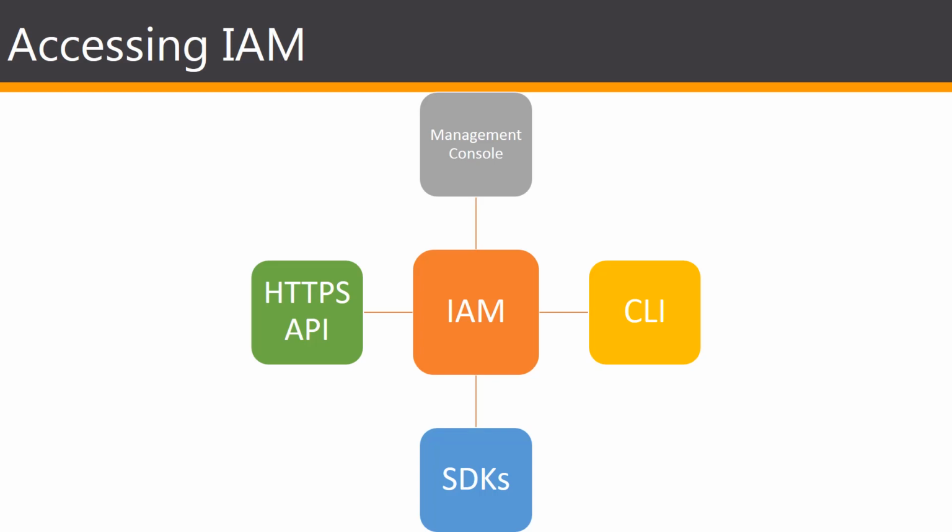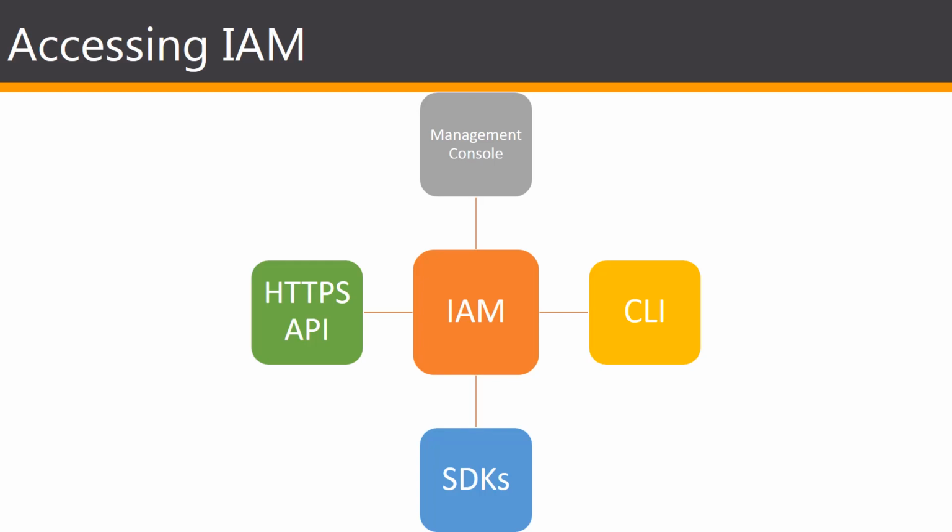Amazon provides two sets of command line tools. You have the AWS Command Line Interface, and you also have the AWS Tools for Windows PowerShell. You can also access IAM through SDKs, which are software development kits that consist of libraries and sample code for various programming languages and platforms such as Java or Python. The SDKs provide a convenient way to create programmatic access to IAM and Amazon Web Services.